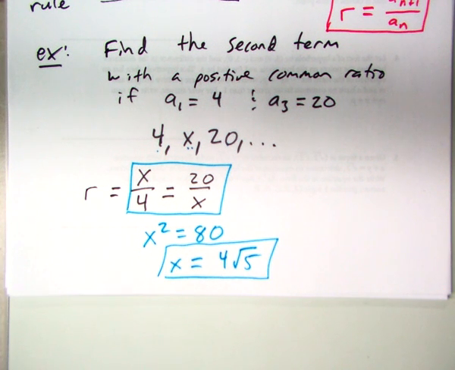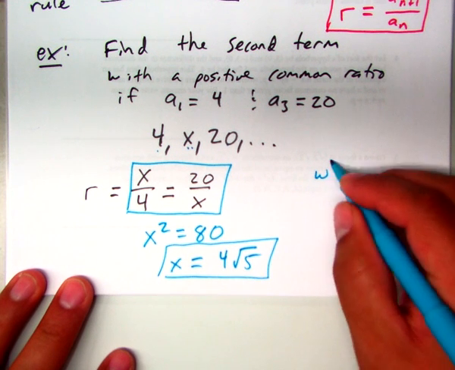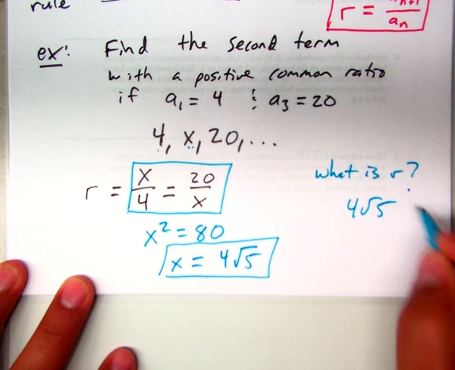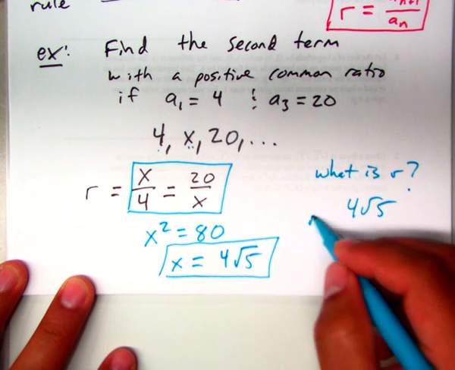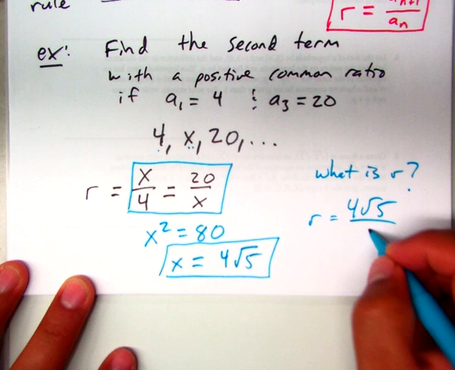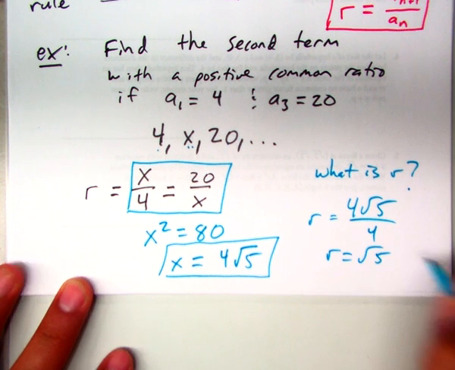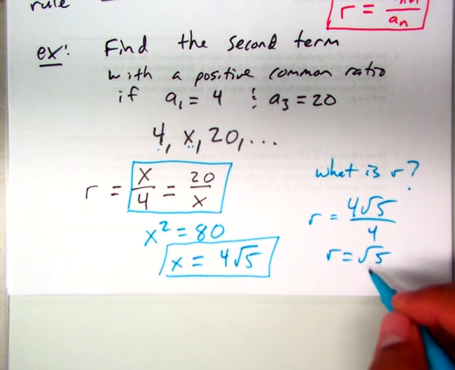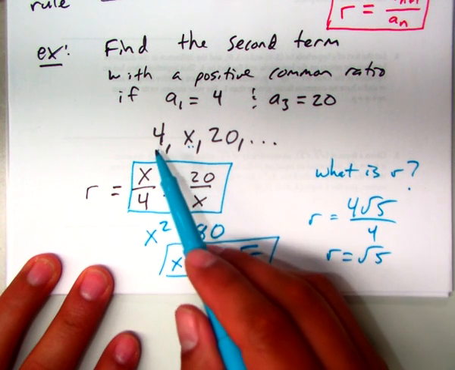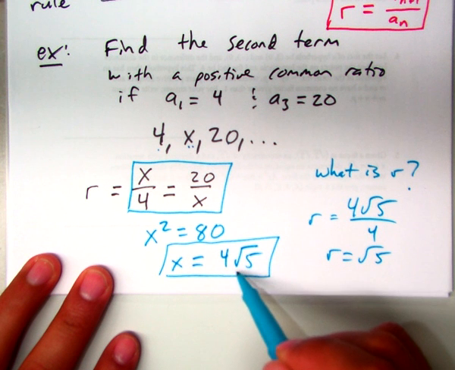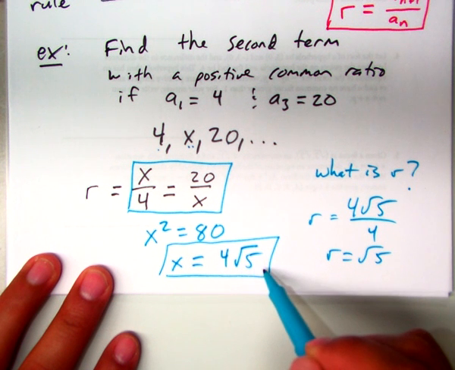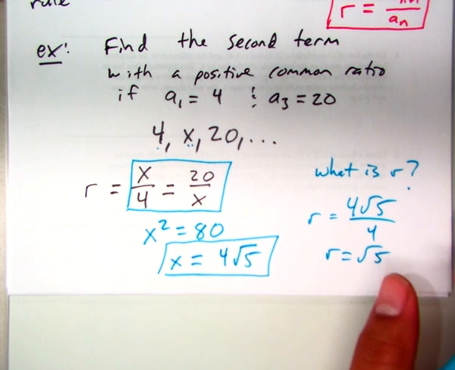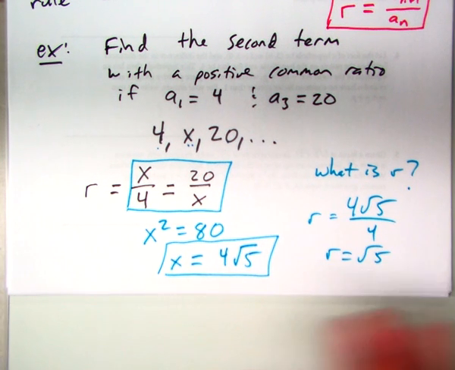And now if you wanted to figure out what that common ratio is, you can take 4 root 5, which is our second term, and divide it by 4, and your common ratio is... I'm sorry, not 5, it's root 5. Which makes sense. 4 times root 5 is 4 root 5. If we take our second term times root 5, we get 5 times 4, which is 20, and we're good to go. So there's one example of a geometric sequence.